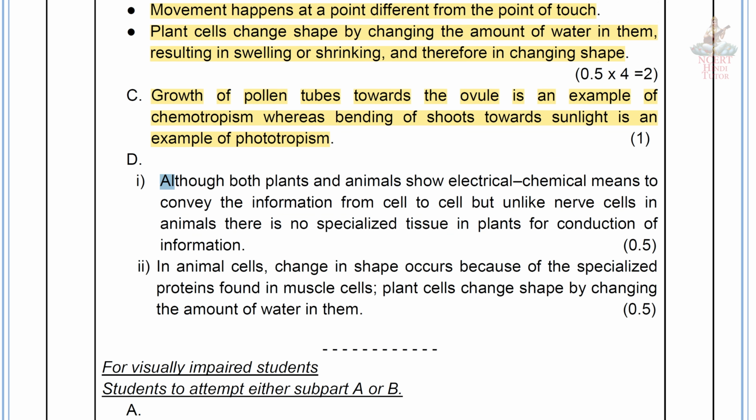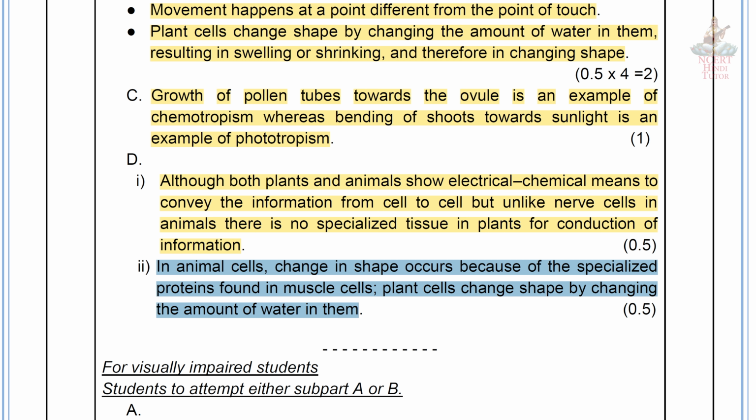Answer. First, although both plants and animals show electrical chemical means to convey the information from cell to cell, unlike nerve cells in animals, there is no specialized tissue in plants for conduction of information. Second, in animal cells, change in shape occurs because of the specialized proteins found in muscle cells. Plant cells change shape by changing the amount of water in them.